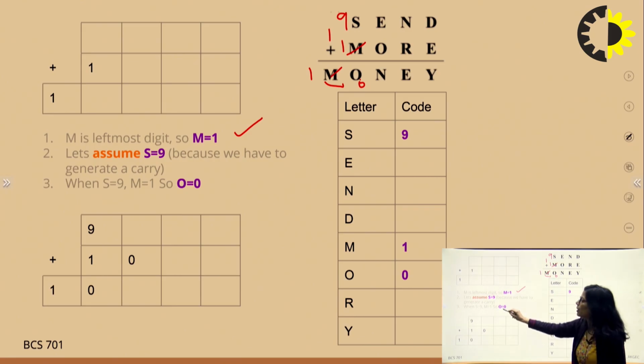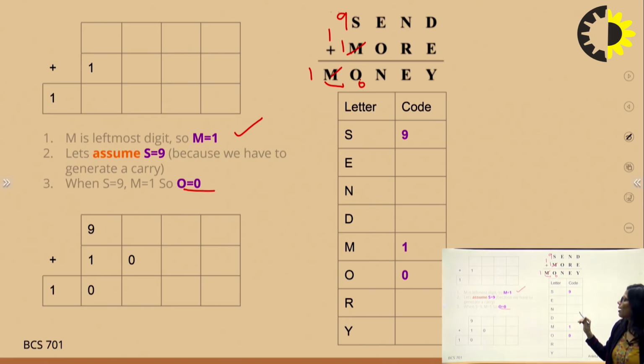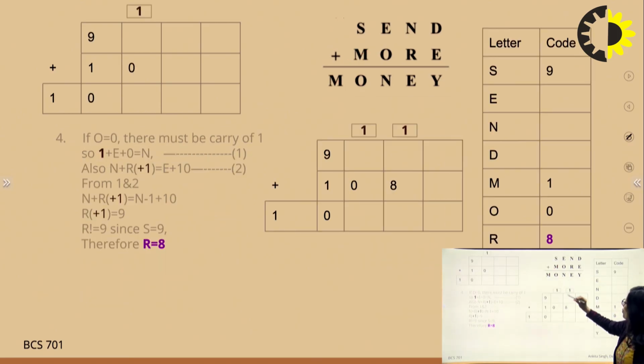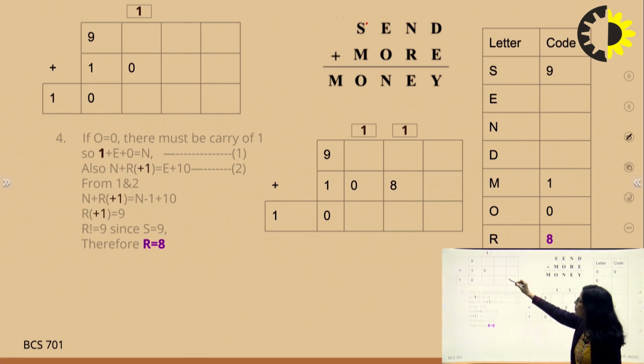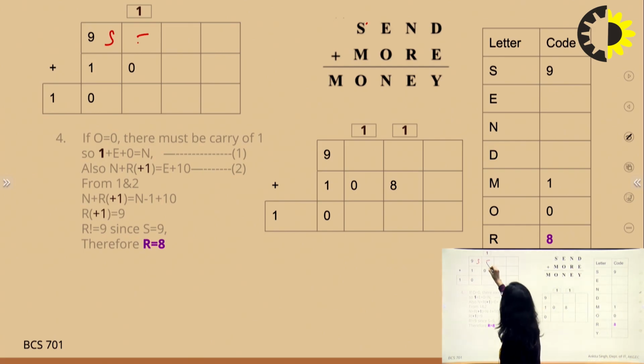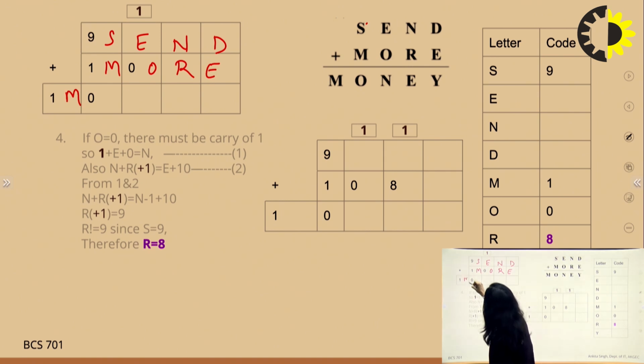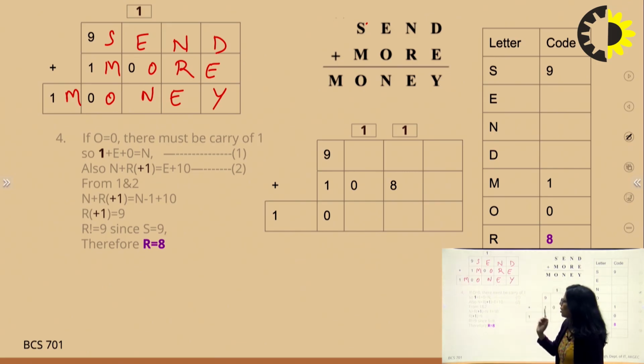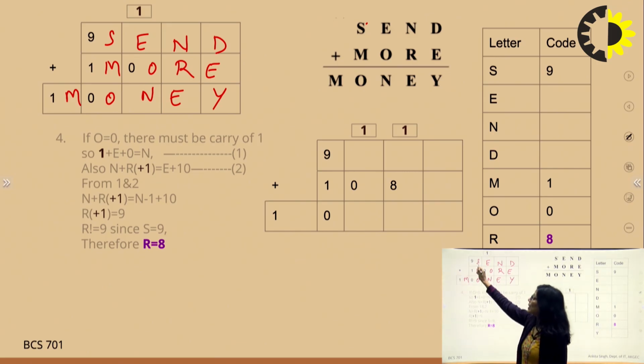Okay. The O value will be 0. So, I have found out three values. S is equal to 9, M is equal to 1 and O is equal to 0. Now you can see we know that S is equal to 9, M is equal to 1, O is equal to 0. Now, E plus O is equal to E.